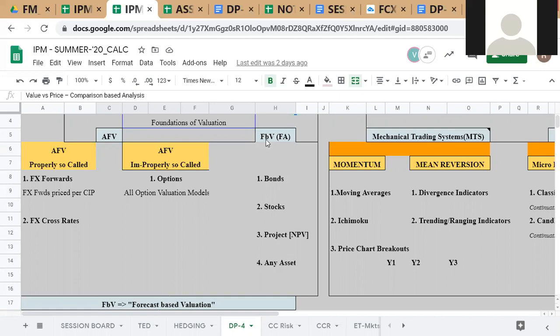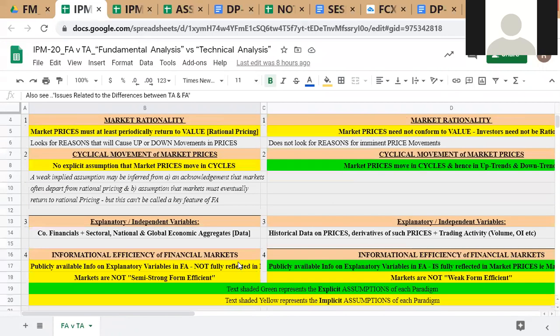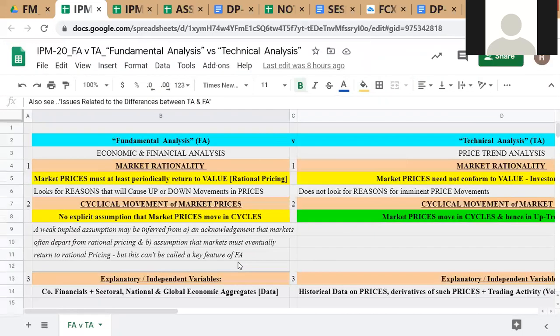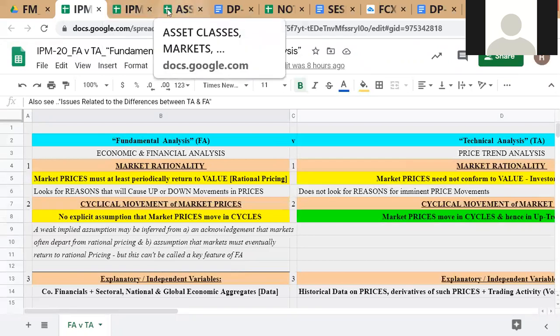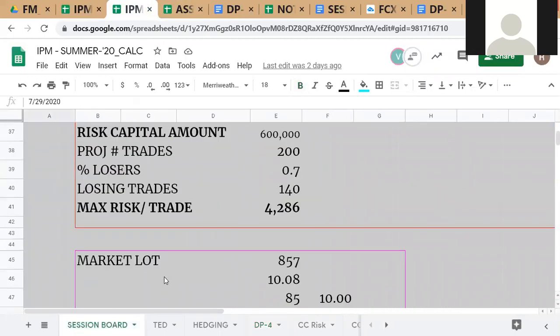Now, why is it called forecast-based valuation? Because if you remember, if you go back to your, no, this is a new sheet that I put in there because you need to understand this. We'll come to this later, but let me go back to the calc file. Okay, so we are here in this calc file. Why is it called forecast-based valuation?